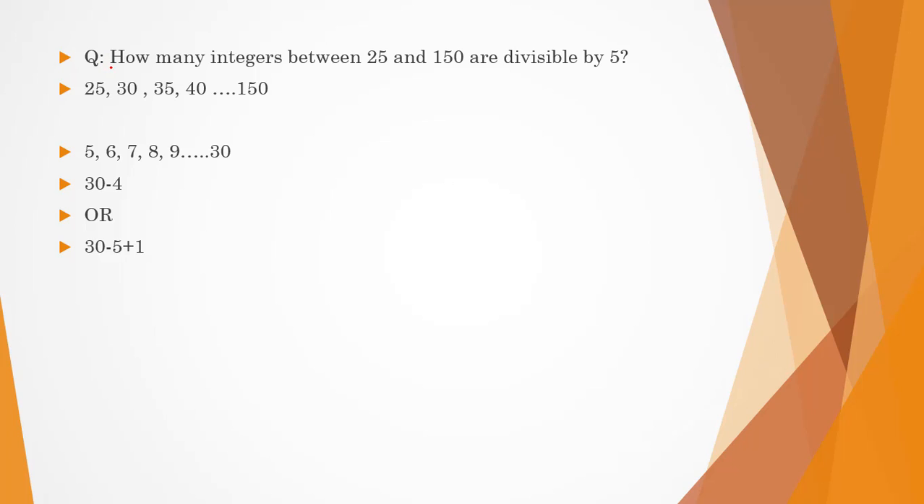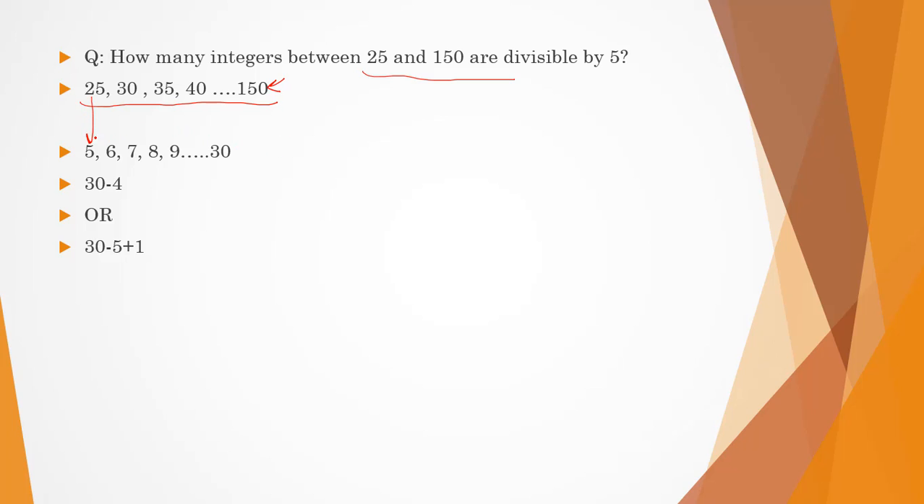How many integers between 25 and 150 are divisible by 5? Listing all the numbers that are divisible by 5 and then counting them is hectic. Here we also have a trick. Just write the first few numbers that are divisible by 5 and write the last one. Now start dividing the list by 5.